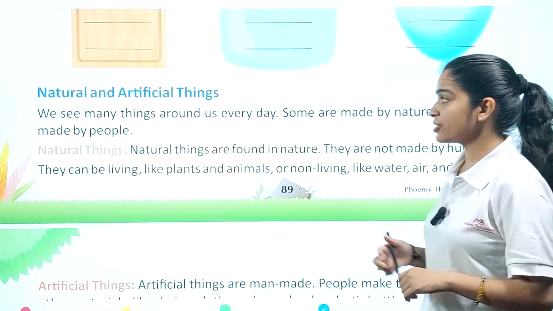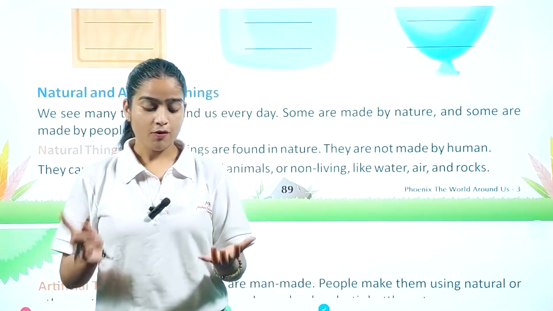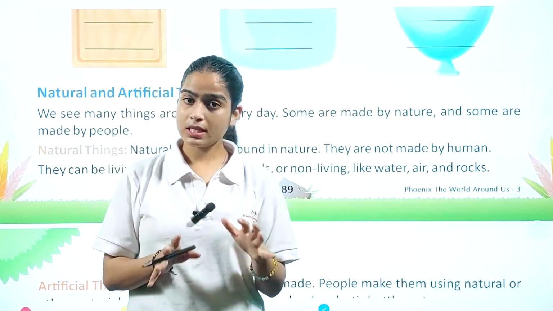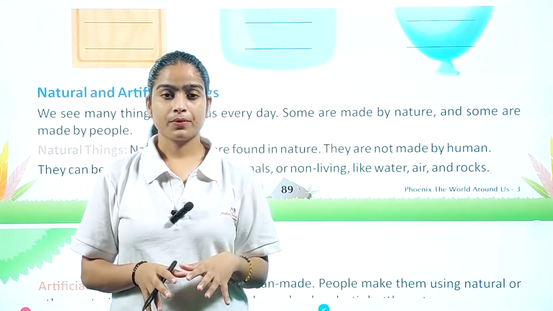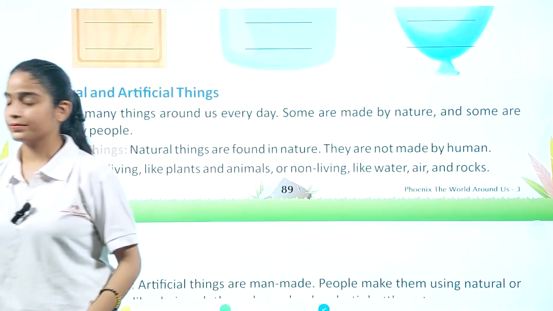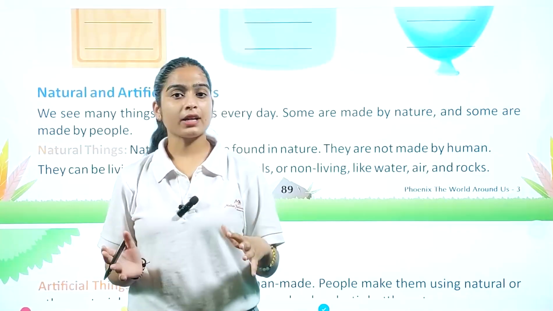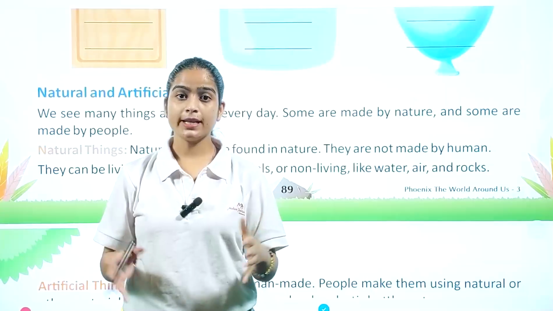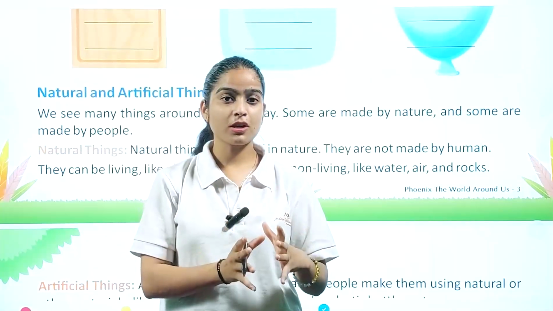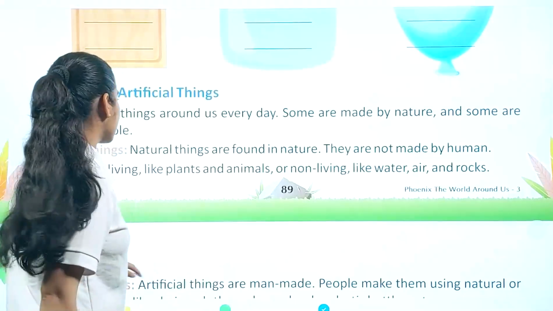Next we have natural and artificial things. Those things which are given by nature, for example water, trees, mountains. So now we are going to learn about natural and artificial things. You can simply classify it: those things which are made by human beings are called artificial things. Otherwise, the rest of the things are referred to as natural things.